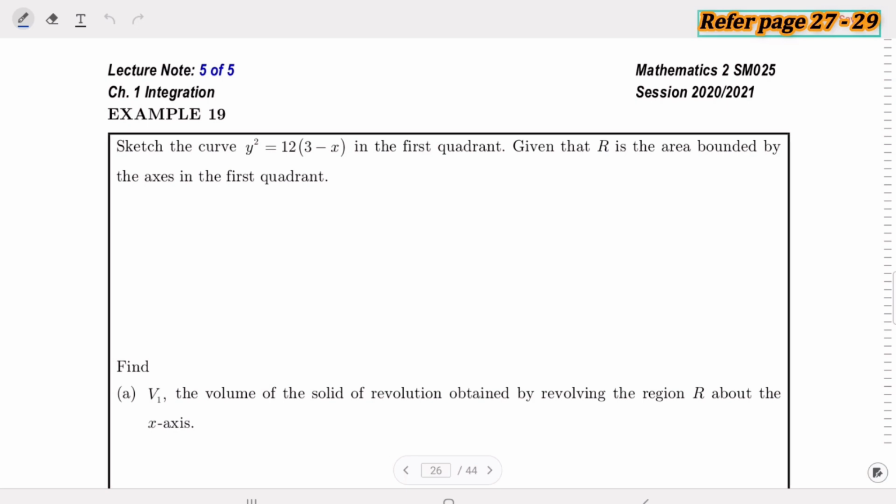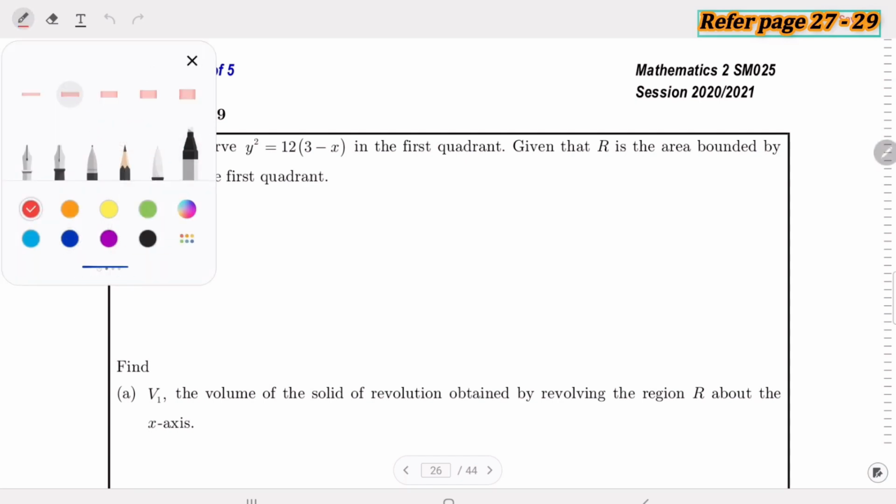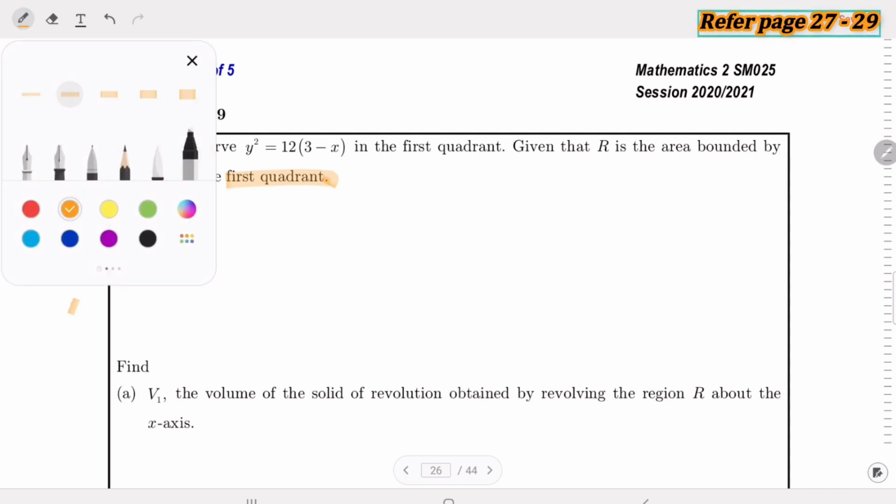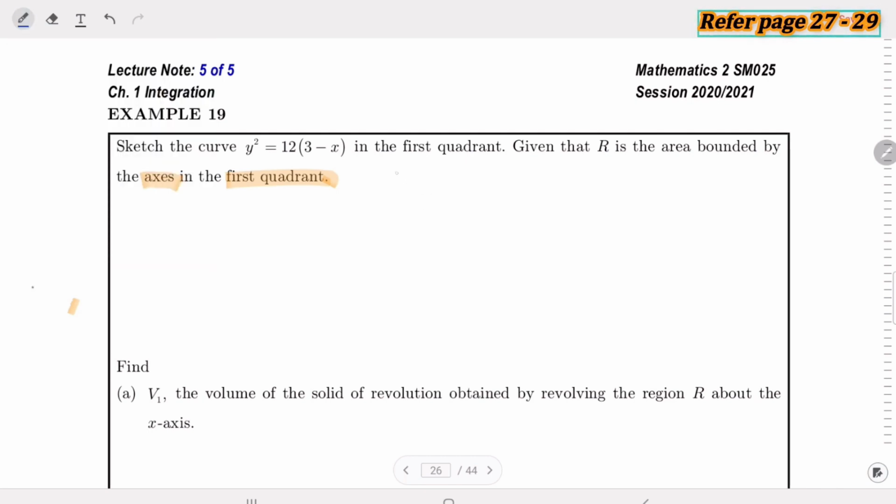the first quadrant. Given that R is the area bounded by the axes, so be careful of the word axes here, in the first quadrant. So how to sketch this, since this question is asking us to sketch the graph. y squared equals 12(3 minus x), so y equals the positive square root of 36 minus 12x. So this graph is a positive square root graph with x negative here, so something like this, negative x.